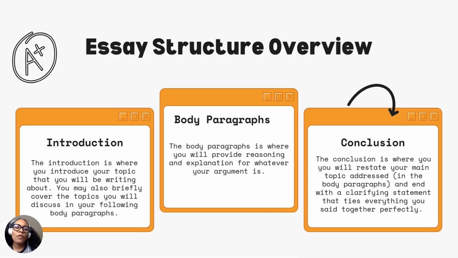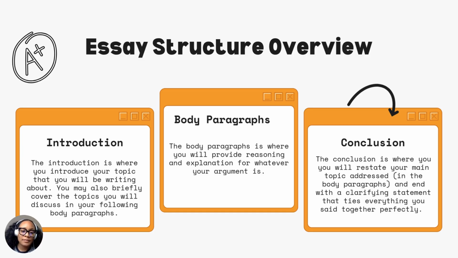So let's look at the overall essay structure. You usually have your intro, your body paragraphs, and your conclusion. In your introduction, this is where you're introducing the topic that you'll be writing about. You'll also want to briefly talk about your reasonings for choosing this topic, just very briefly, because in the body paragraphs is where you'll go into more depth about why you chose the topic that you did.